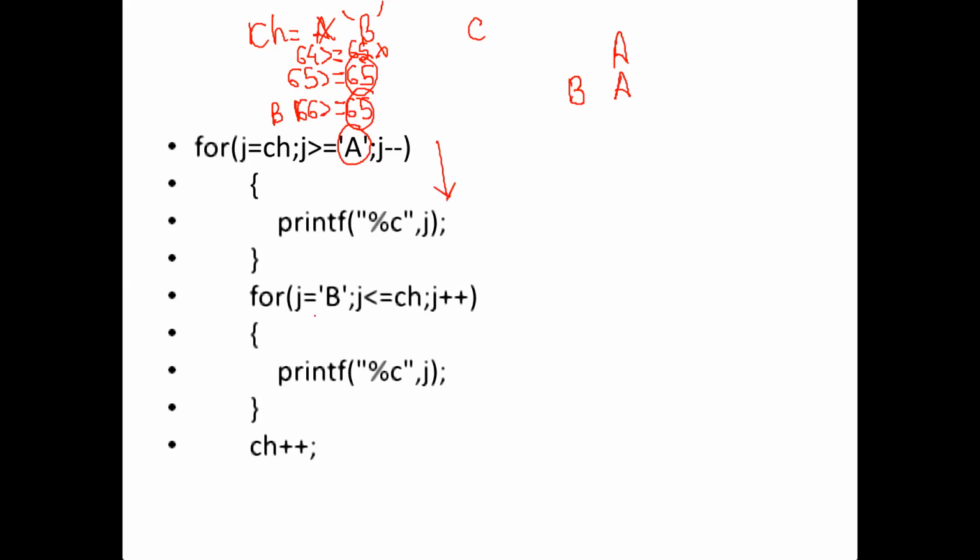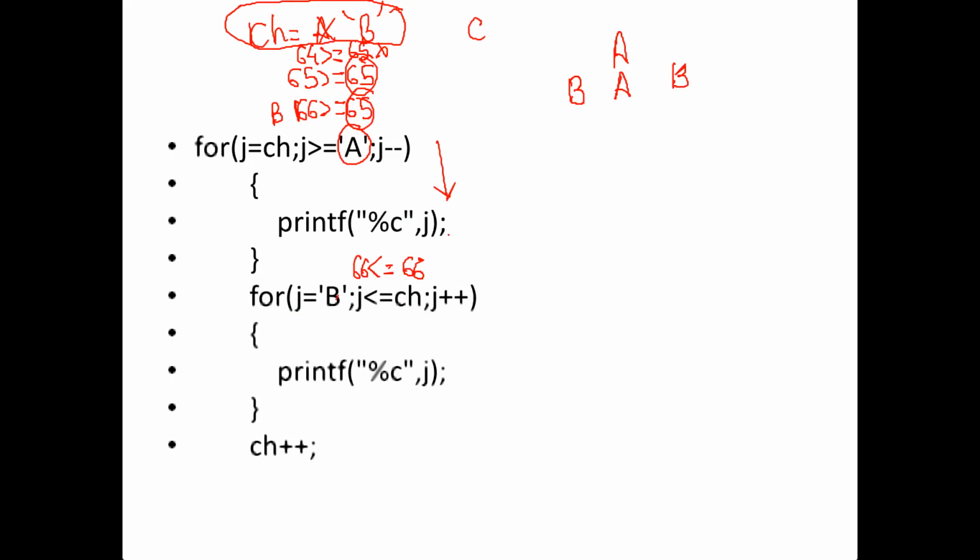Come out. Come out. Next J loop is starting. Next J loop says start the J with B. Okay. B is what? 66. Less than or equal to. What is your CH now? So you already know your CH has been changed to B now. So when CH is B, B means 66. 66 less than or equal to 66. Condition true. If it is true, print the J. J is what? B. See, J started with B here. So B will be printed.